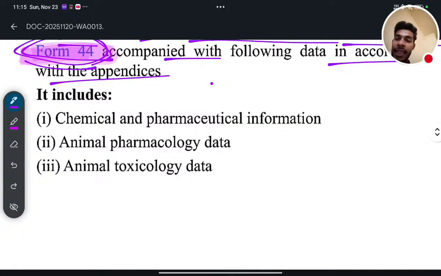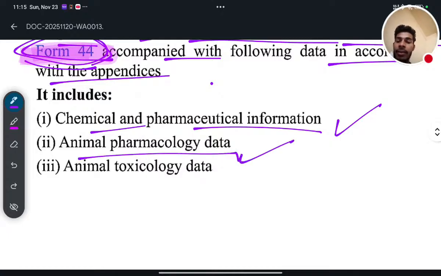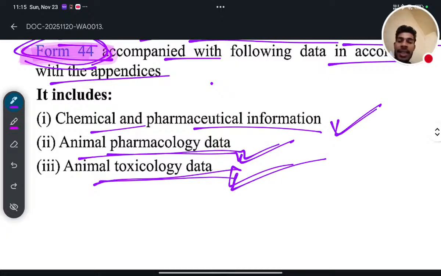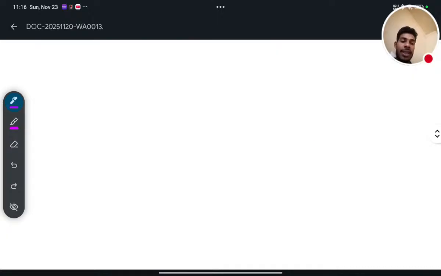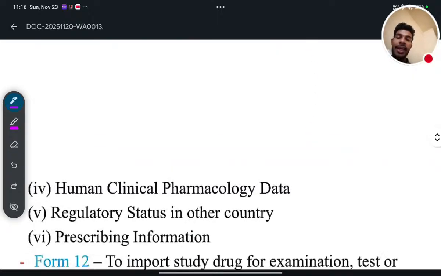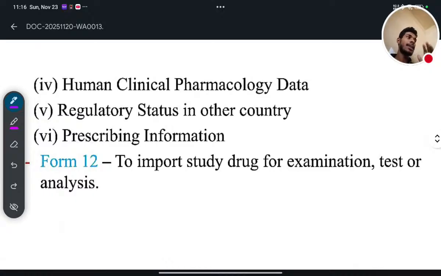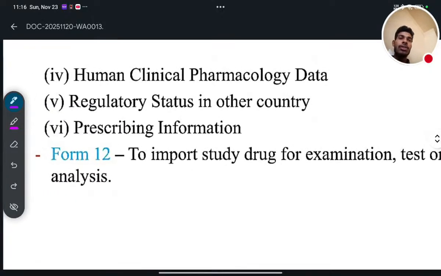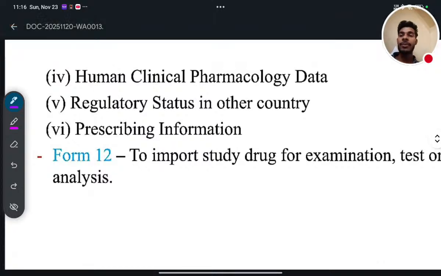It includes chemical and pharmaceutical information, and also animal pharmacology data and animal toxicology data. Chemical and pharmaceutical information is important. Along with that, animal pharmacology data and animal toxicology data are very important, because they give the main data. Why are these clinical trials done? They are done to know the toxicology data and the pharmacology data. To collect all this data, clinical trials are mainly done before manufacturing a new drug, that is, a new molecular entity. So what was the form number? The form number was Form 44.